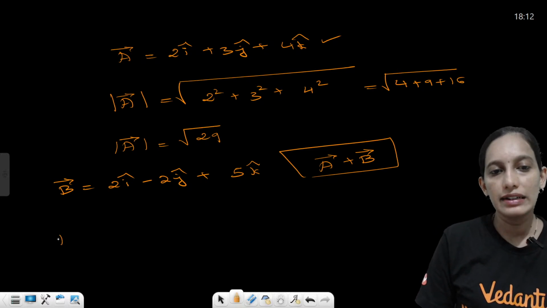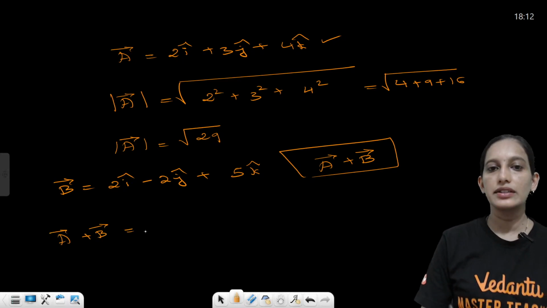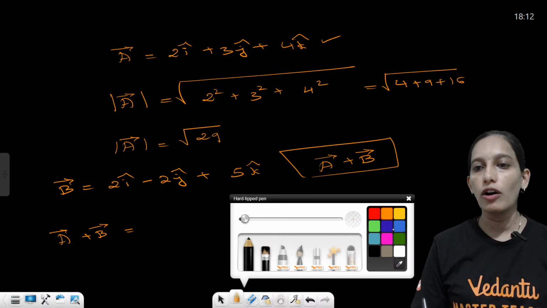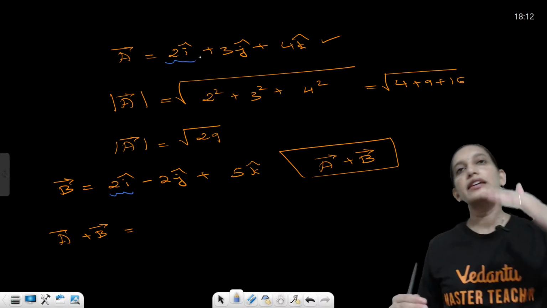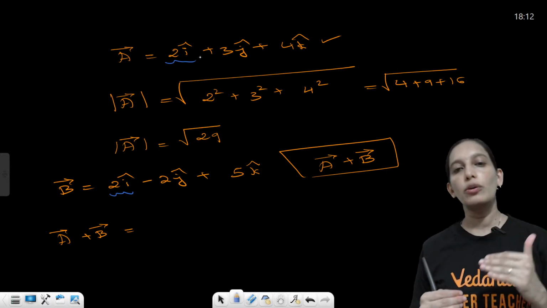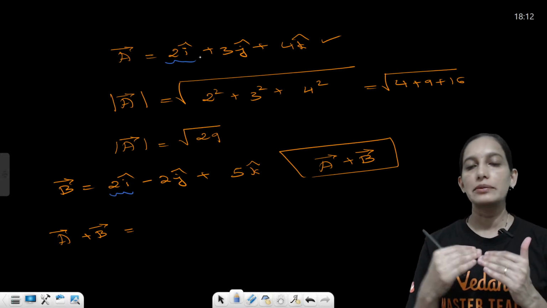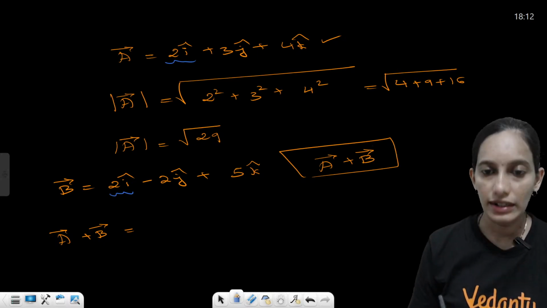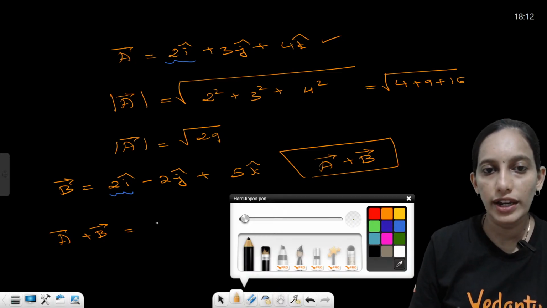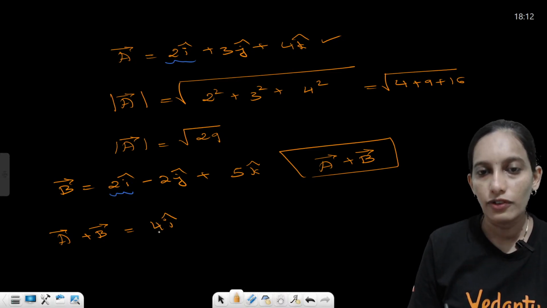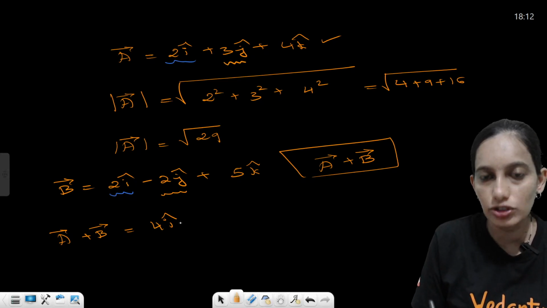We just need to add: a vector plus b vector is equal to, we add the corresponding components. That means the x component is added to the x component, the y component of the vector is added to the y component, and the z component of the vector is added to the z component. So 2i cap plus 2i cap will give me 4i cap. Then we have 3j cap minus 2j cap.